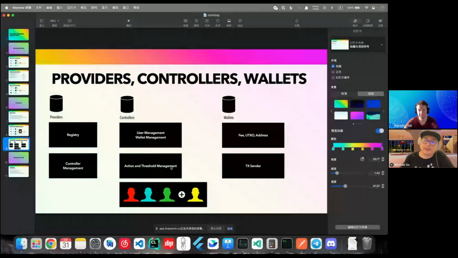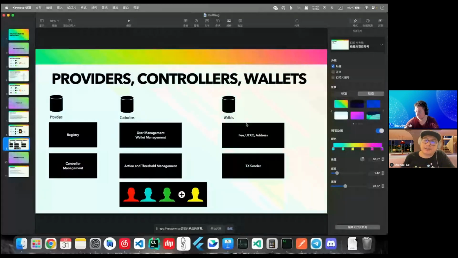When it comes to the wallet, it will be managing the fee, managing the account UTXO, and also the Bitcoin address. The Bitcoin address can be a testnet address or a mainnet address, with different types of address, like witness P2WH, or the normal one, like a one BTC address.